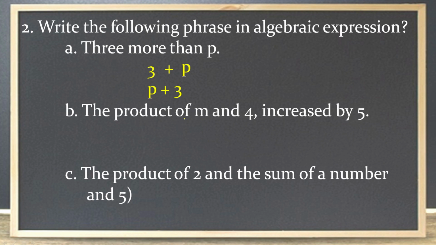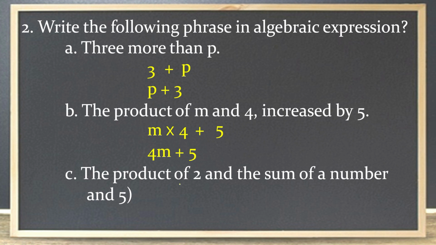And B, the product of M and 4 increased by 5. The product of M and 4 is the same as M times 4. Product is multiplication. Increased by 5: increase is addition, so plus 5. This is the direct translation of what we just read. So this becomes 4m plus 5. The product of m and 4 increased by 5 is simply 4m plus 5.